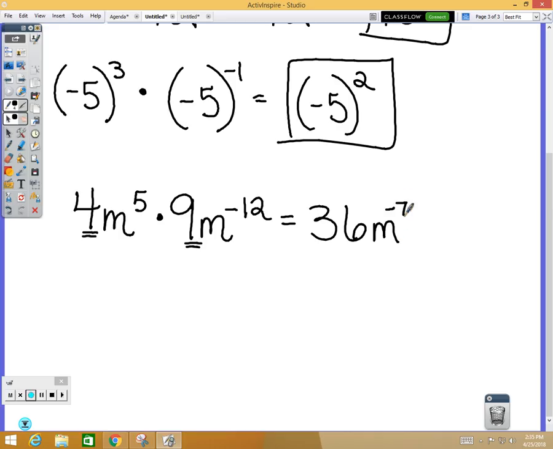Now let's write this answer so that we do not have any negative exponents. So remember, the 36 and the m to the -7 are two separate things. Is the 36 fine? 36 is fine. So 36 gets to stay on top. However, the m has to move down, and that becomes a +7.